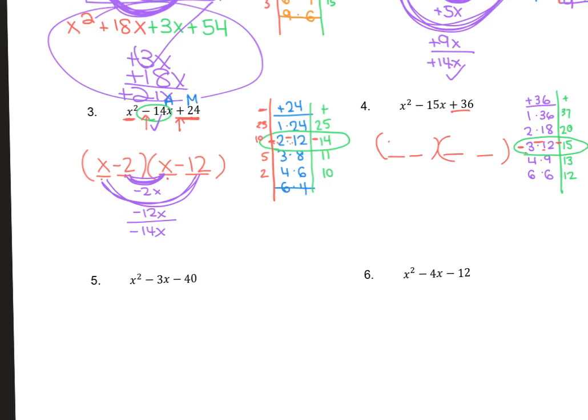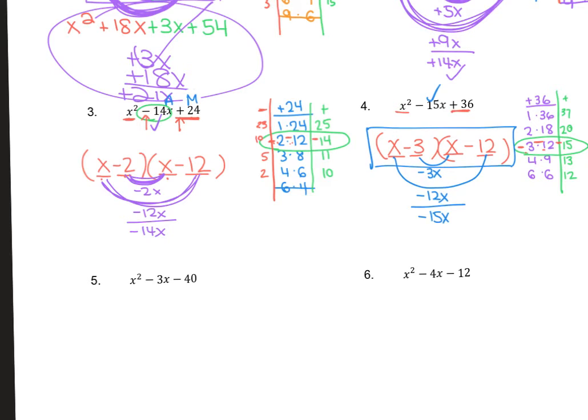Okay, so I have x and x, that gives me x squared. -3 and -12 still gives me +36, so my outers are okay, x squared and +36. Then I'm going to check my inners. -3x is -3x. X times -12 is -12x, and when I add them, I get -15x. So I'm good up there. So that's my answer.